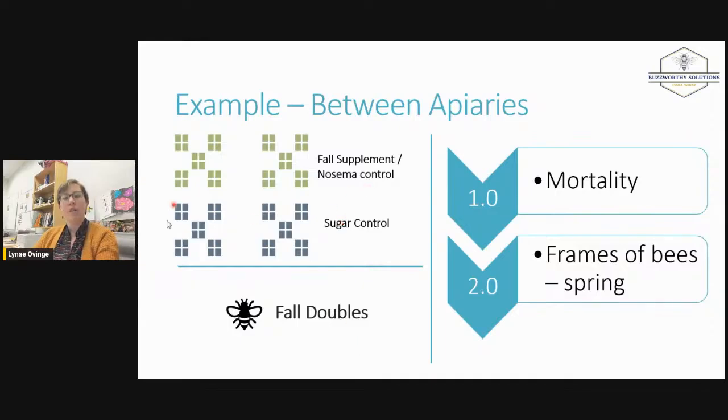Similar idea, fall doubles, but let's look at using a supplement in fall or using a nosema treatment in fall, and then comparing that to nothing. Now, this could be the other way. Maybe you normally use a nosema treatment in the fall, but you want to look at not using it. I'm not recommending this either way. I just know that there are beekeepers that do both. Okay, so we compare the sugar control and the nosema treatment, or some other fall supplement, and our first measurement can just be mortality. Then maybe, if we want to get more complicated, we can just count frames of bees in the spring.